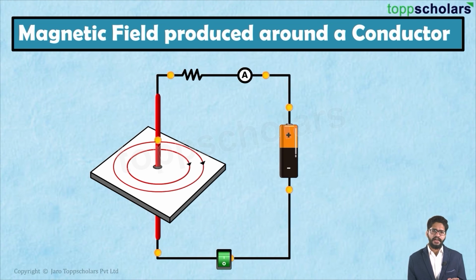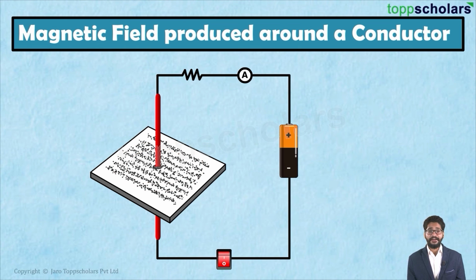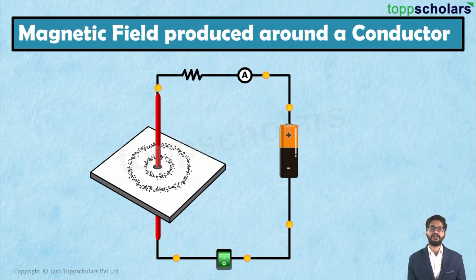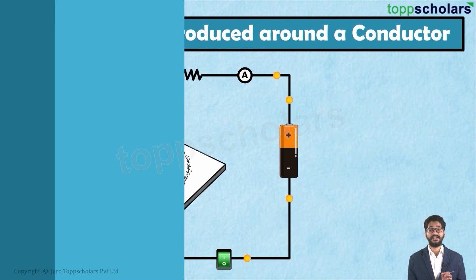Now what if instead of a magnetic needle we spread some iron filings? The iron filings arrange themselves in a circular manner around the wire. Can you tell why this happens? The iron filings actually arrange themselves along the magnetic lines of force.